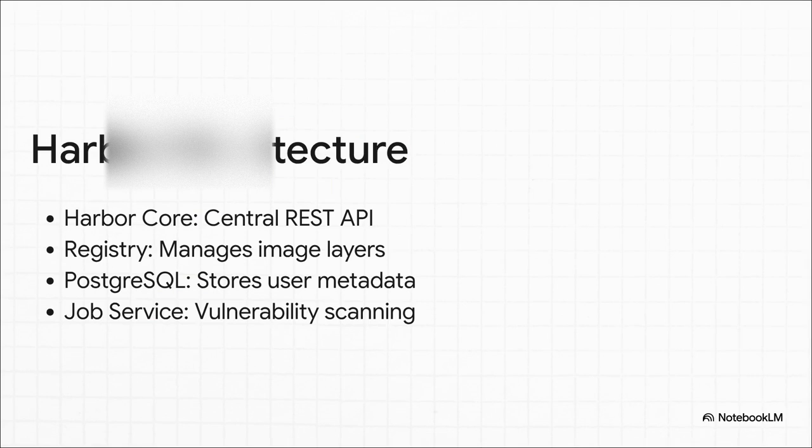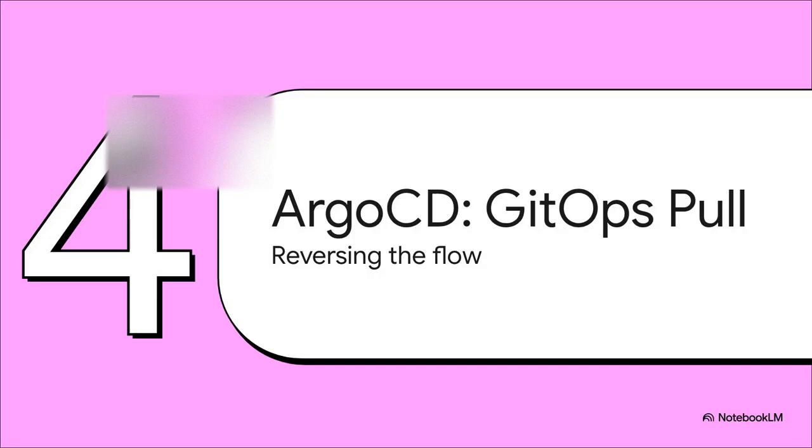And Harbor isn't just a simple storage bucket. It's essentially a layered fortress. Harbor Core, which is the central REST API, manages the strict user authentication. Then, a PostgreSQL database checks the access policies to make sure Jenkins is actually allowed to write to that project. Only after that does the Harbor registry manage the image layers. And on top of all that, the Harbor job service runs background vulnerability scans to make sure the image itself is actually safe.